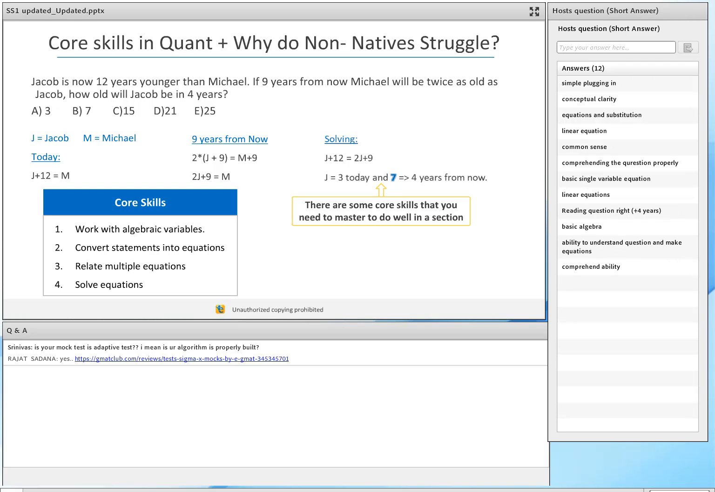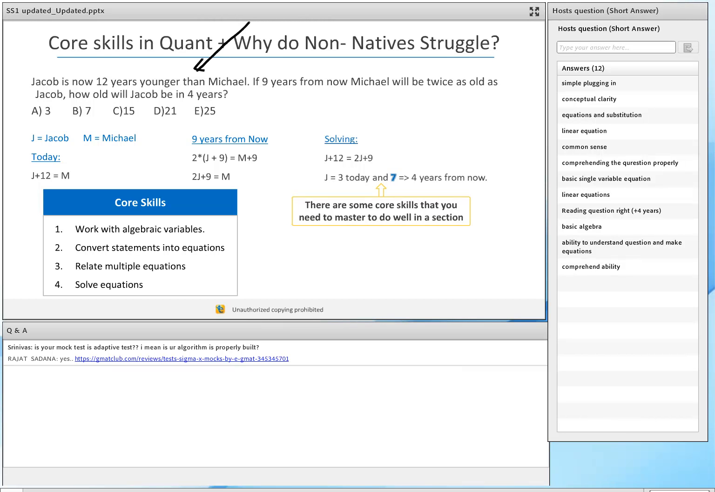You need to be able to work with algebraic variables. You need to be able to convert statements into equations, relate them, and then solve them. When you say common sense, that is nothing but converting statements into equations. And if you teach kids, you'd be surprised how many of them struggle with this. I live in Phoenix, Arizona, and when I teach kids over here, I find that a lot of people struggle with taking the statement and converting it into an equation. If you were to teach it to a 9-year-old, you'd have to break down how you translate that statement into an equation. So even though it's common sense, it's still a core skill.